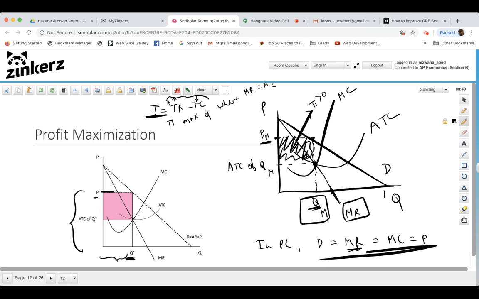Because total revenue is price times quantity, right? So my quantity is over here, at Q star. So that's my base. This is my height. Then all of that's my total revenue. And then only this much is my total cost, right? So I subtract the entire box minus the red box. I'm left with the above profit.